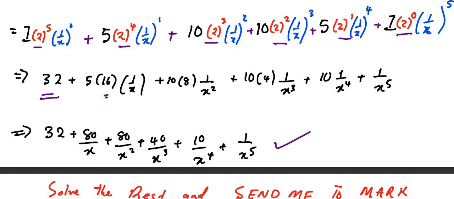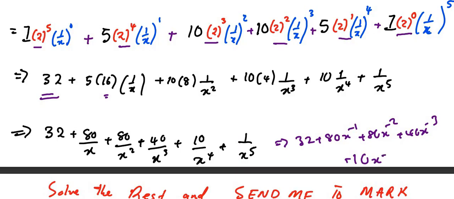So this is the solution to question 4a. Some people would have left this in terms of 32, plus, let's say, 8x to the power negative 1, plus 80x to the power negative 2, plus 40x to the power negative 3. So yeah, you can leave it like this. It's still okay. Negative 4, then plus x to the power negative that.